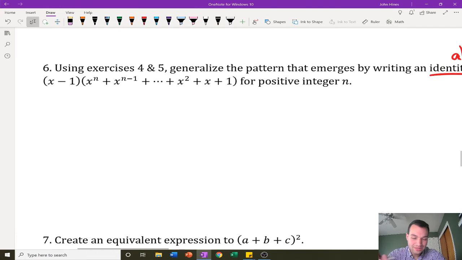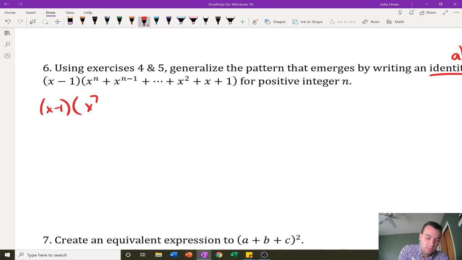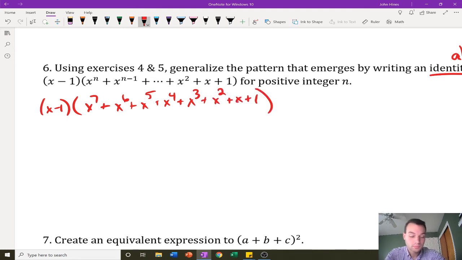So what is all this saying here? For any positive number n, what happens when I multiply them? So let's pause a second. Let's say I actually gave you this problem: x to the 7th, x to the 6th. Well, what does this dot dot dot mean? The dot dot dot means keep going. What comes after x to the 6th? x to the 5th, x to the 4th, x to the 3rd, x squared, x, and 1.